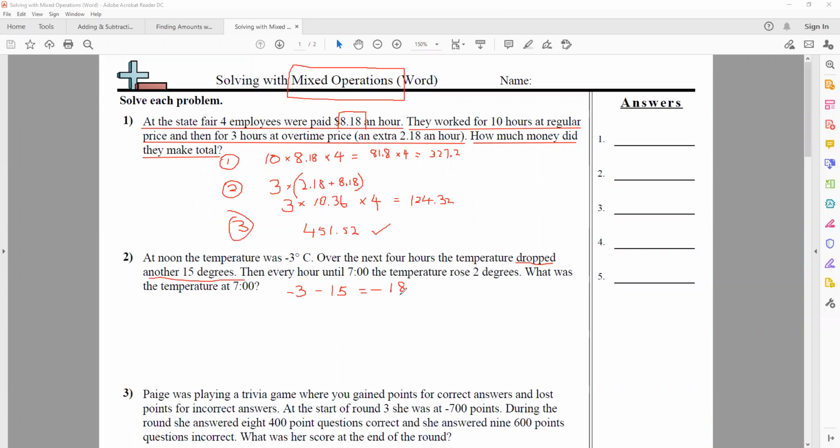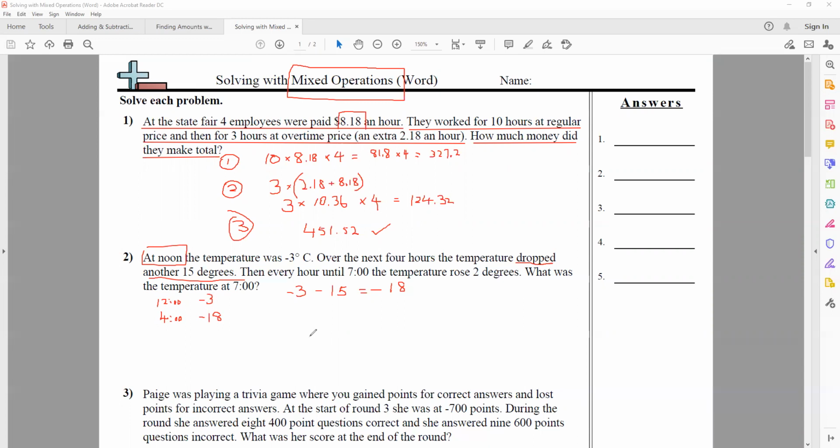Now, what time is that? I don't know what noon is. Okay, so noon is 12 o'clock. Then that would be like 4 p.m. Yes, 4 p.m. So watch my little table. At noon, at 12 o'clock is negative 3. 4 p.m. Negative 18. All right, then read the second sentence.